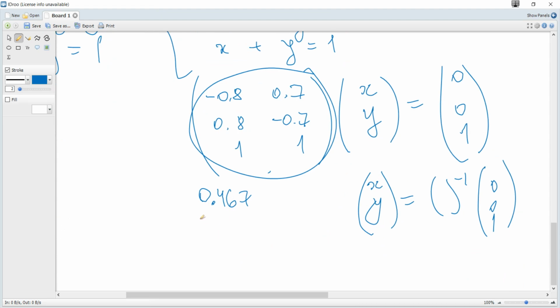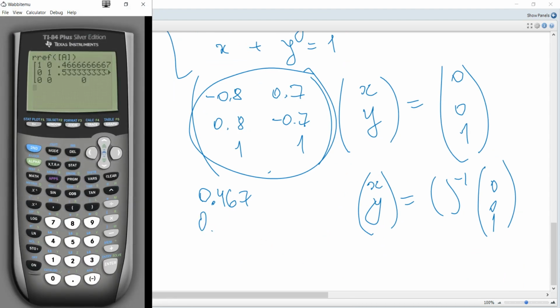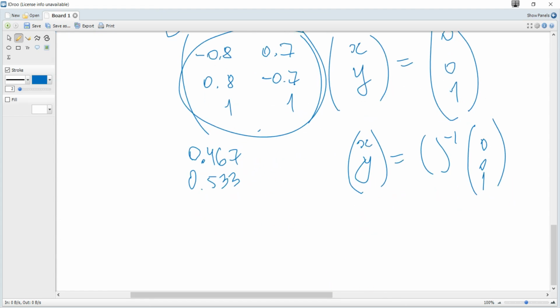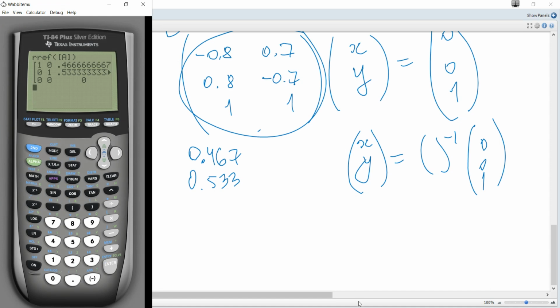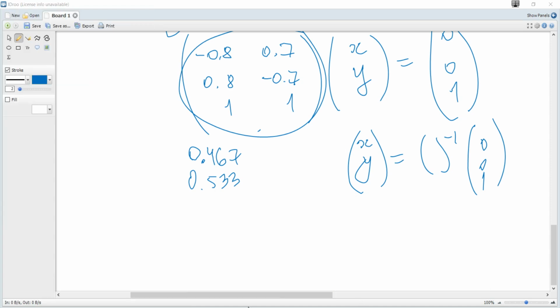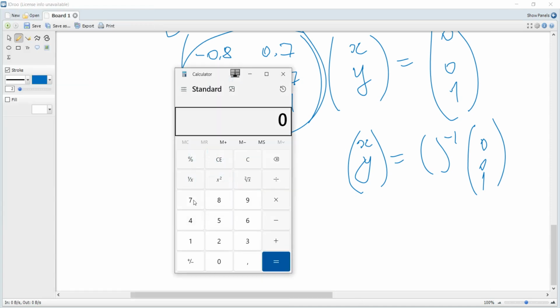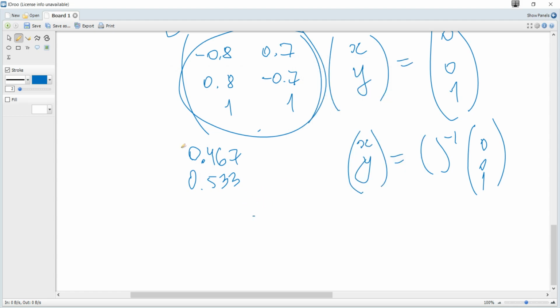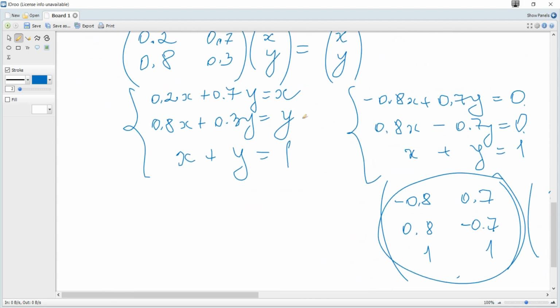0.467 and 0.53. You may convert into fraction, but let's check. These are our 7/15, and 1 minus, so you can see it will be 8/15, same values.